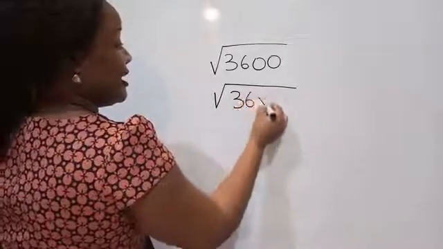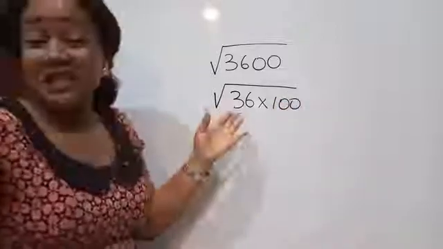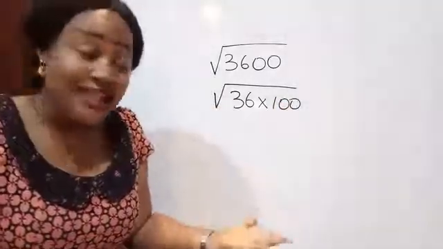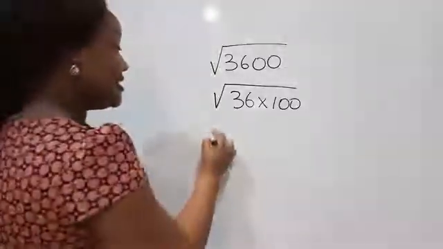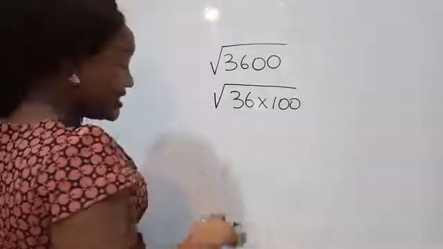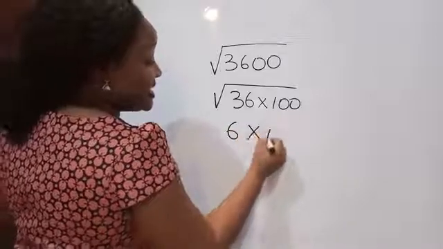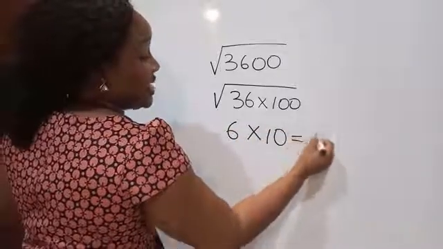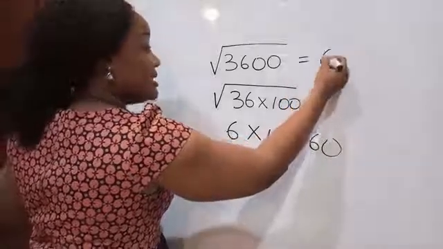36 times 100. And we know the square root of 36 is 6. The square root of 100 is 10. Which gives us what? 60. So you can say that the square root of 3600 is 60.